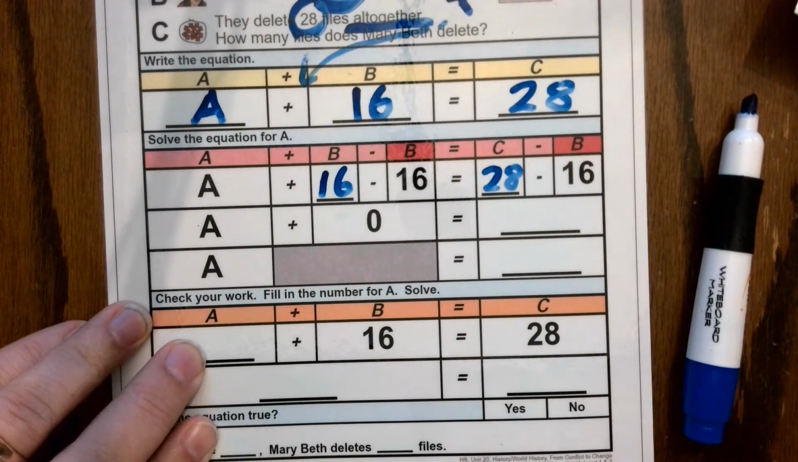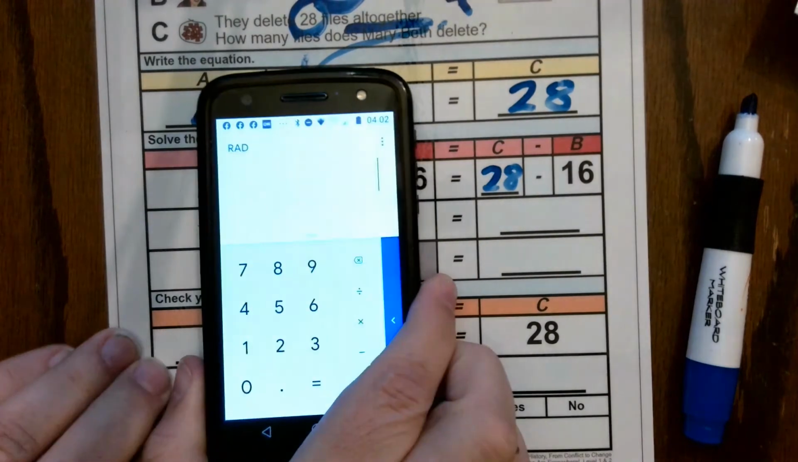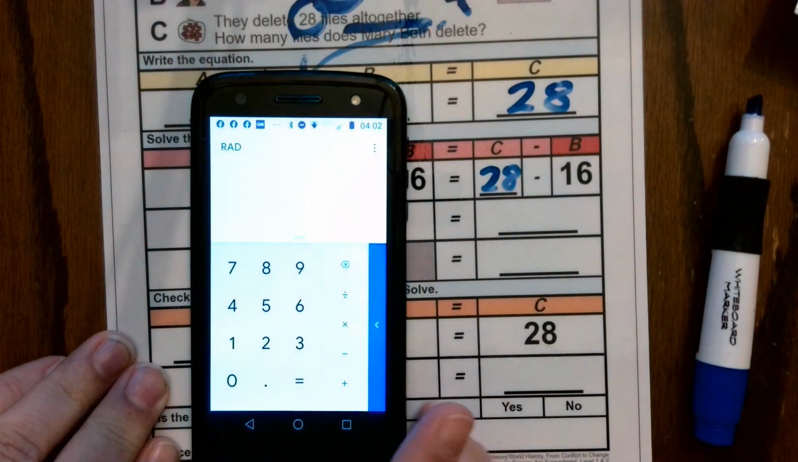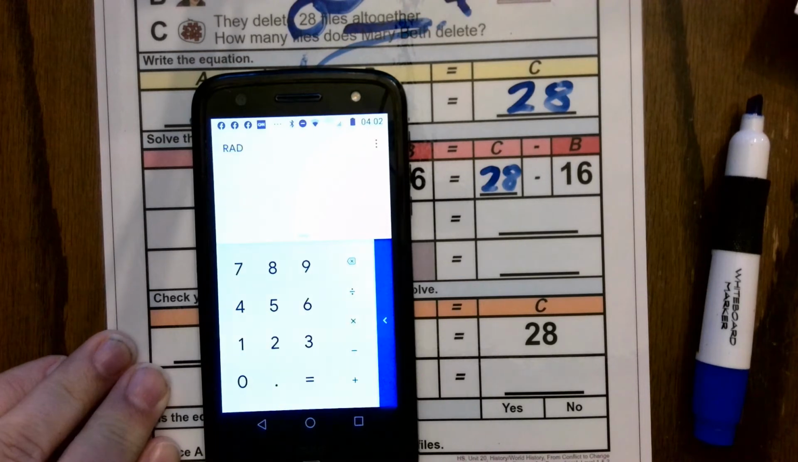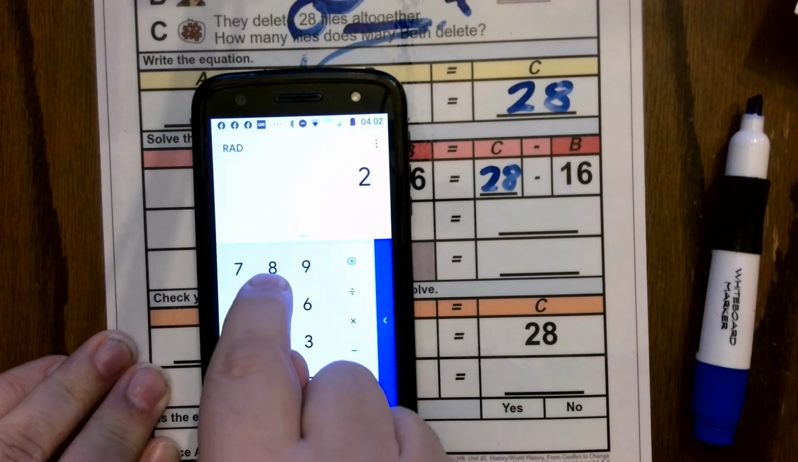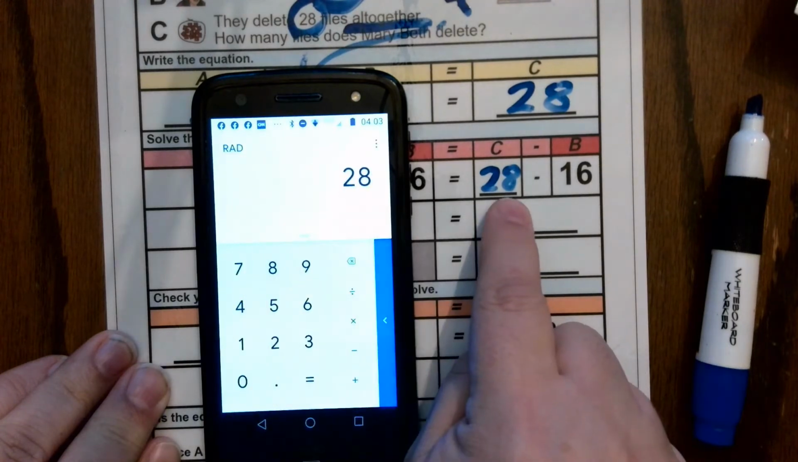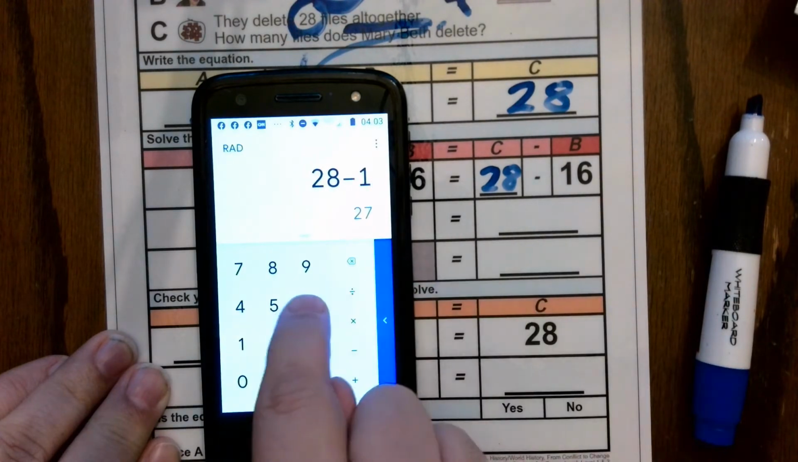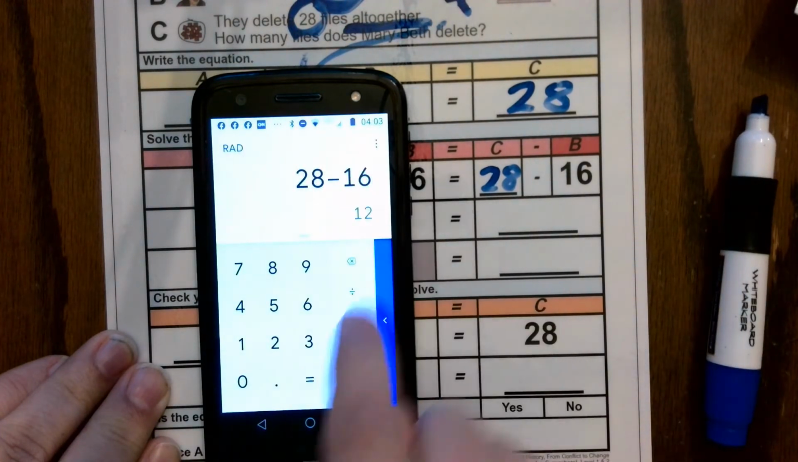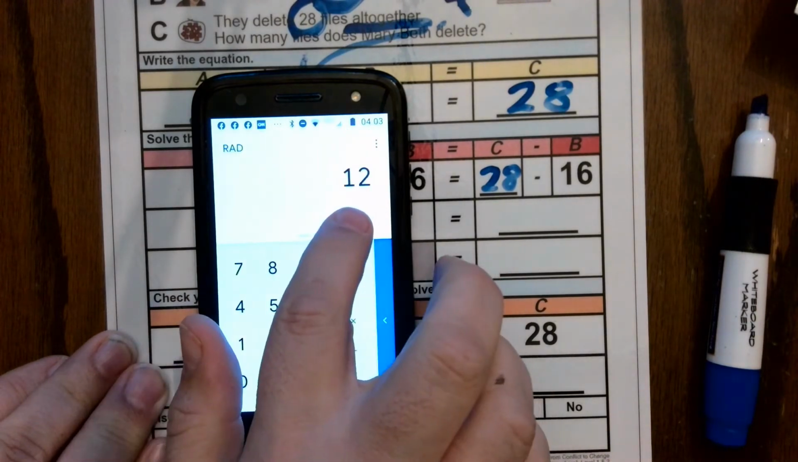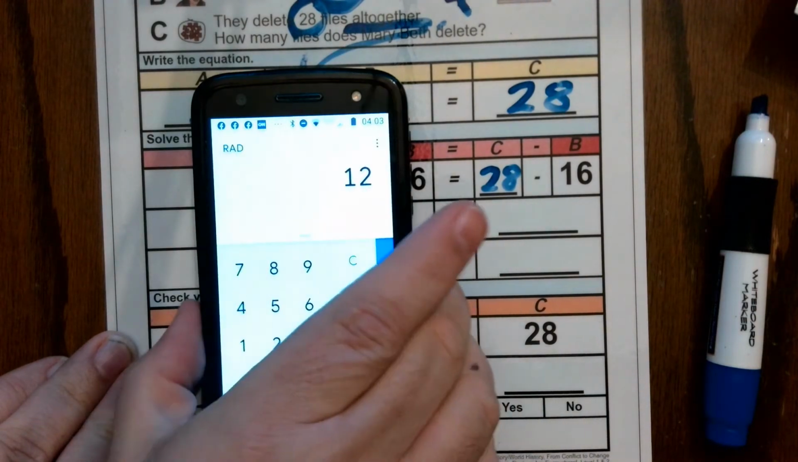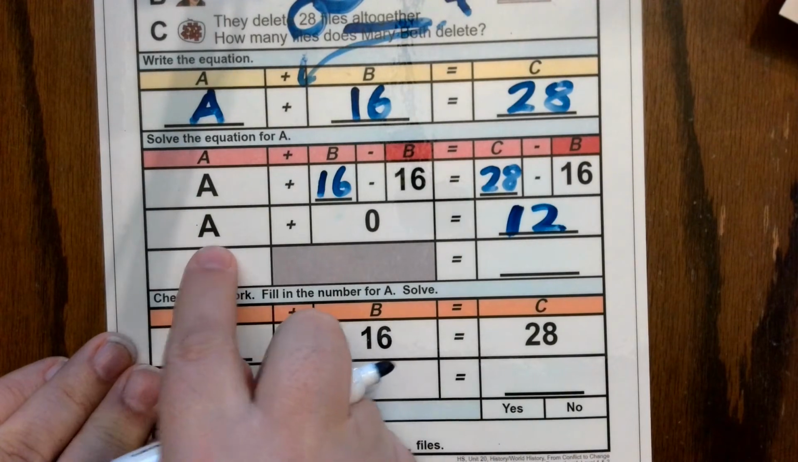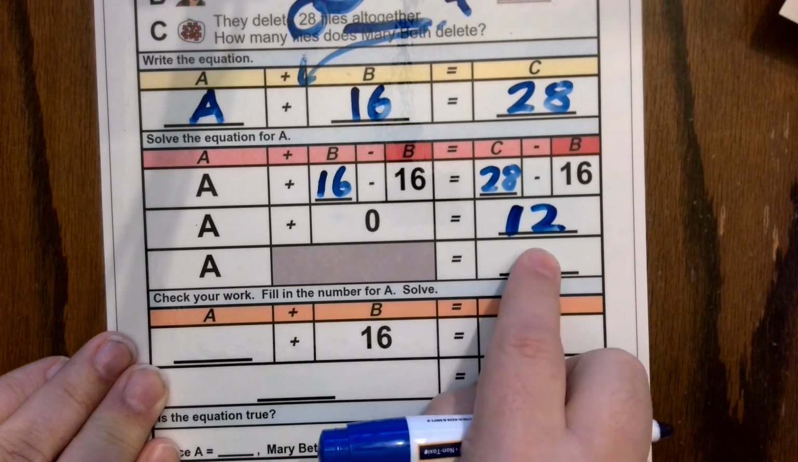Well, this is where we get out our calculator. So I'm going to get out my calculator. You should have a calculator in your tub. So 28 minus 16 equals. And the answer is a 1 and a 2, which is 12. So I'm going to write this in here. So I know that A plus 0 or nothing equals 12.